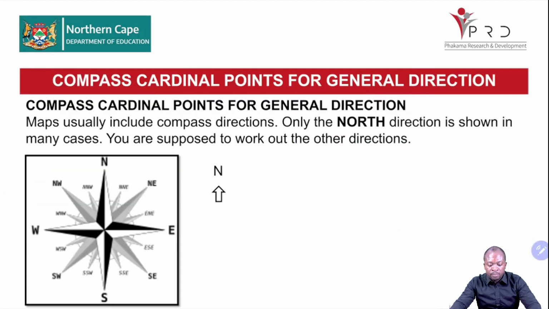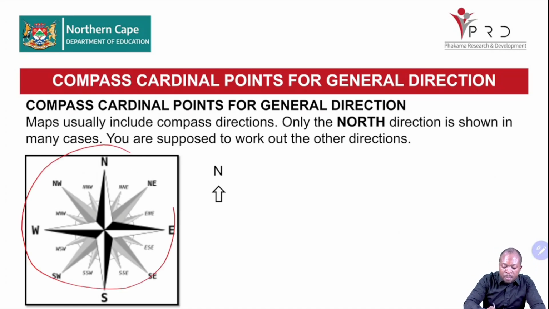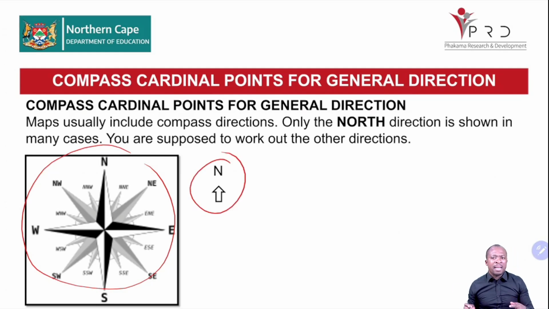Never forget that. Let's talk of compass directions. So in the examination, the examiner can give you this type of compass or just give you a simple one like the arrow with the letter N. When you look at your map and your arrow is not facing up, it means that's not the north. So for you to answer the question, let's say your arrow goes this way and they have written the letter N.